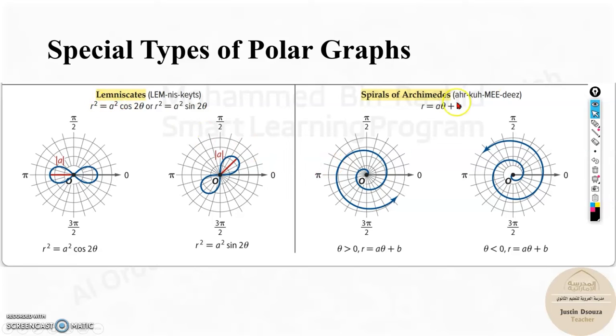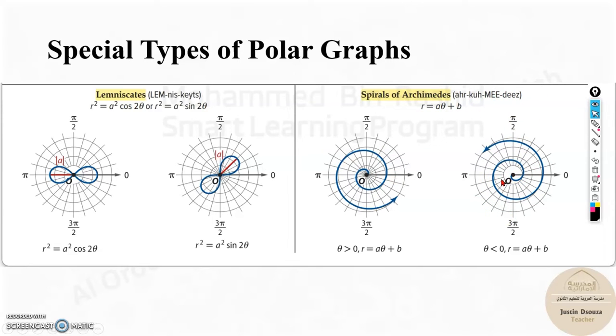And then lemniscate and spiral of Archimedes. Lemniscates are like this, with the standard form r squared equals a squared cos 2 theta, or sorry, r squared equals a squared sine 2 theta. And the graph is similar to this. And last one, spiral of Archimedes, it's a spiral. Now the standard form is very simple, r equals a theta plus b. Now the pronunciation is Archimedes, and this is how it looks.